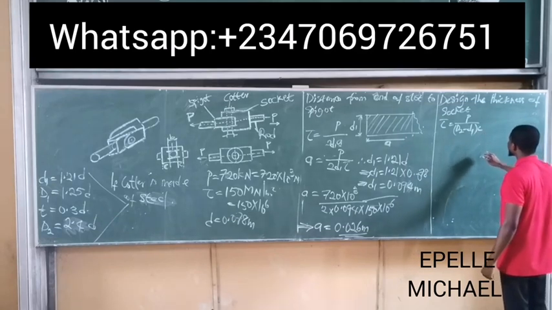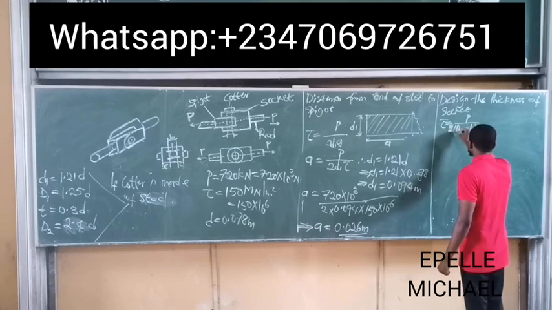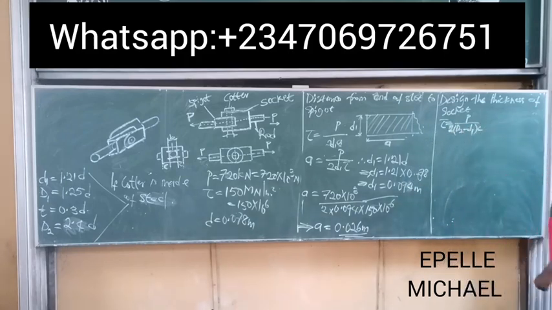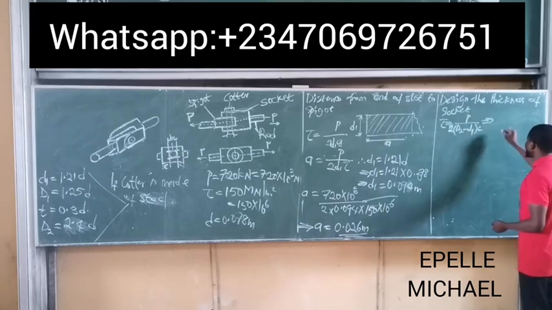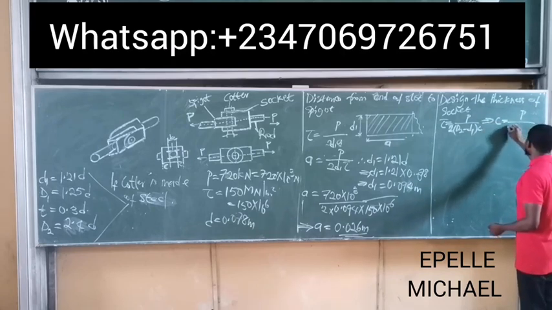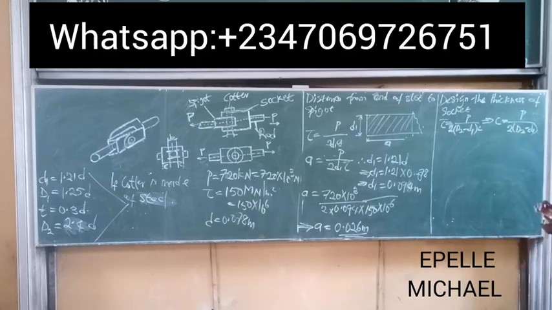So we have 2 into D2 minus D1 times C. If we make C the subject, which is the thickness of the socket, C becomes equal to P all over 2 into D2 minus D1, times shear stress. So that becomes the formula for the thickness of the socket.